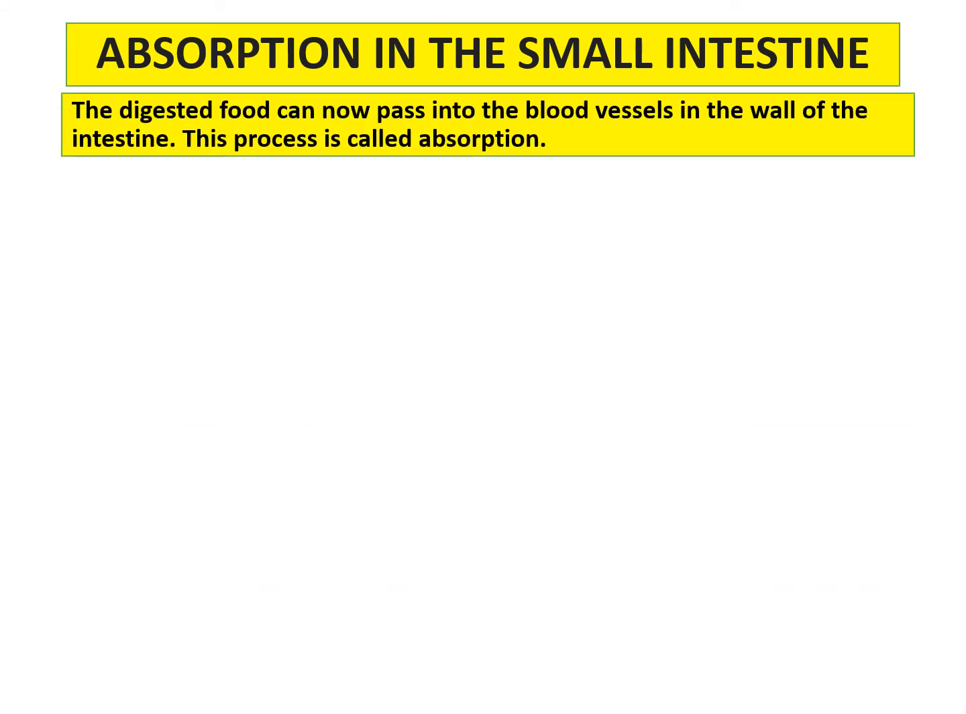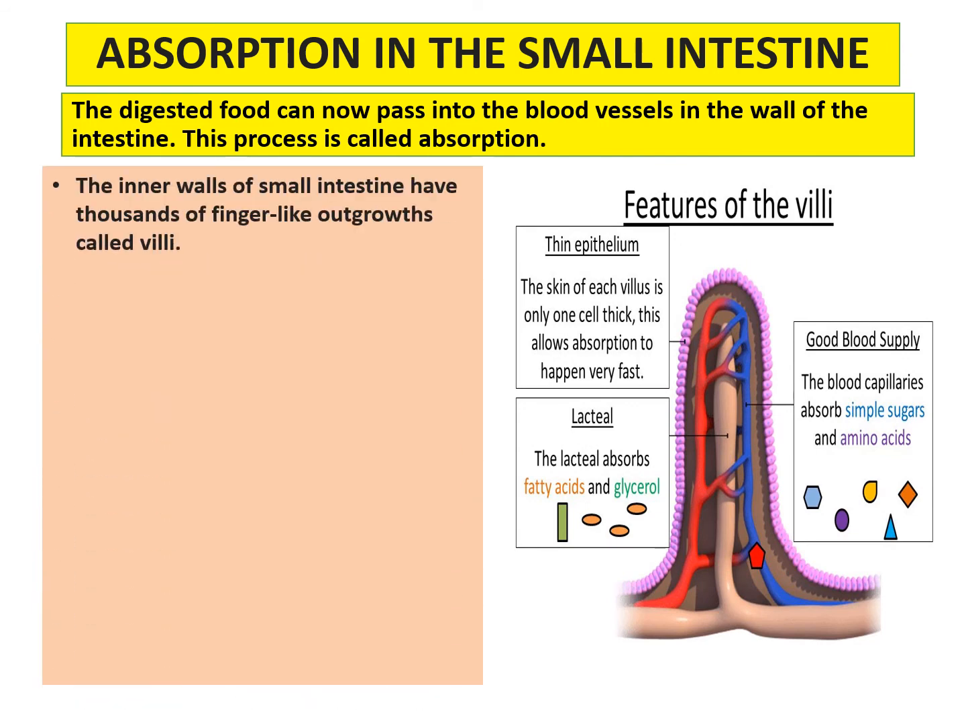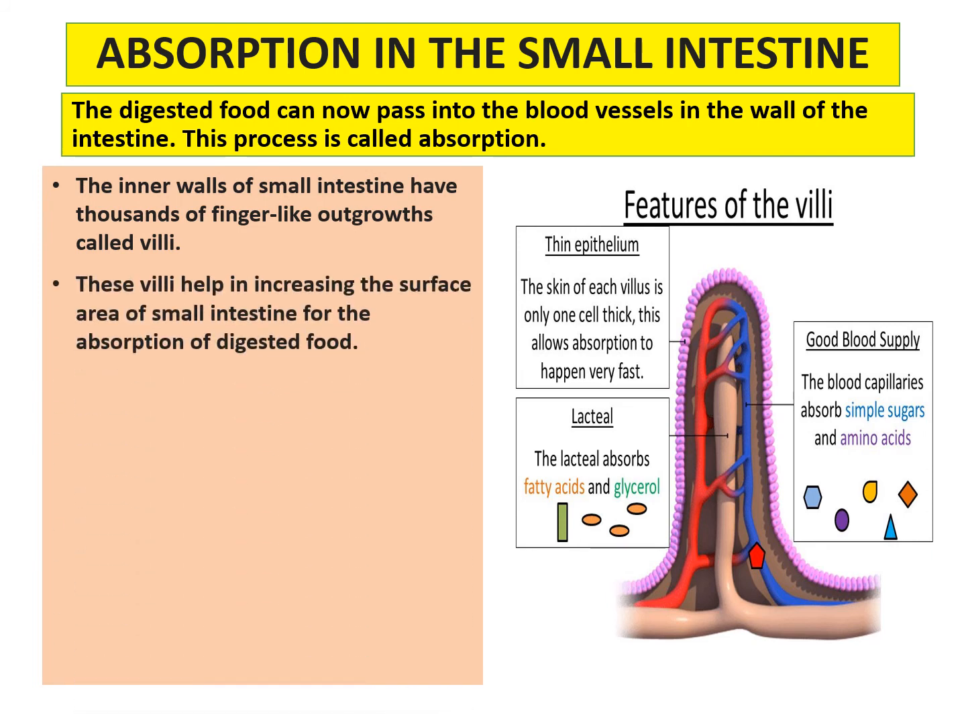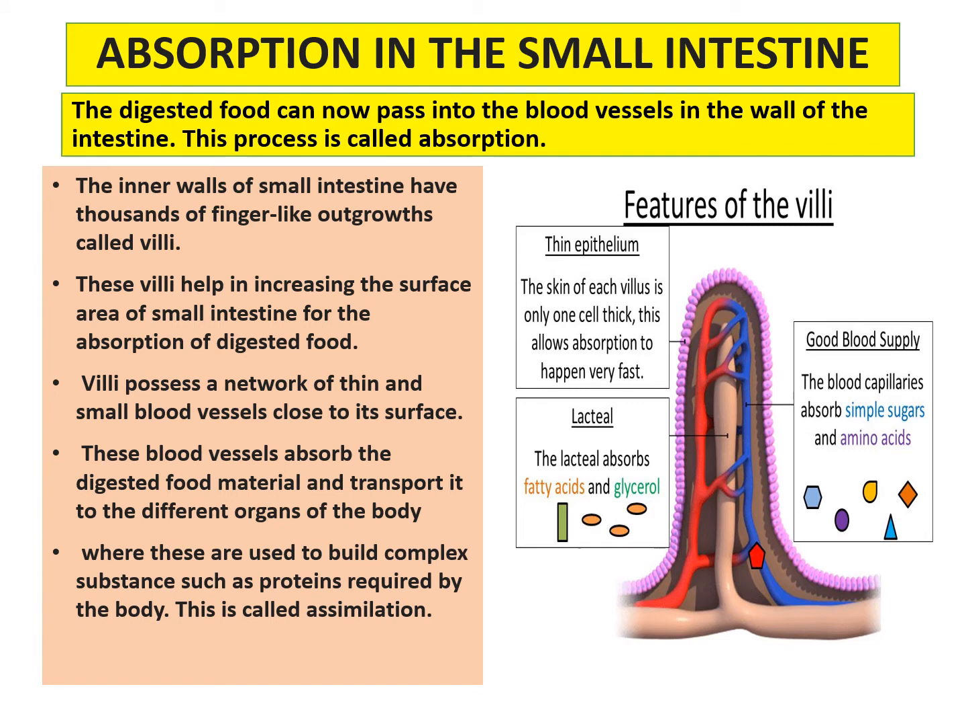Now we will understand the second function of the small intestine, that is the absorption. How does the absorption of the food occur? The digested food now passes into the blood vessels in the walls of the intestine. This process is known as absorption. The inner walls of the small intestine have thousands of finger-like outgrowths, and these are known as the villi. You can see in the picture, these are the villi.